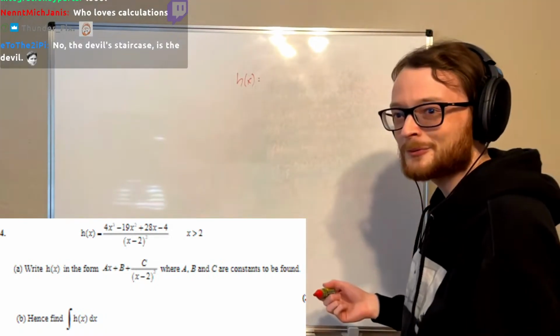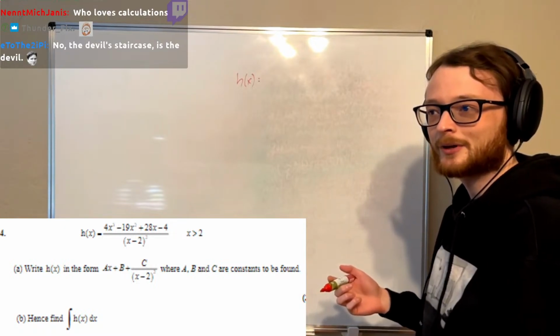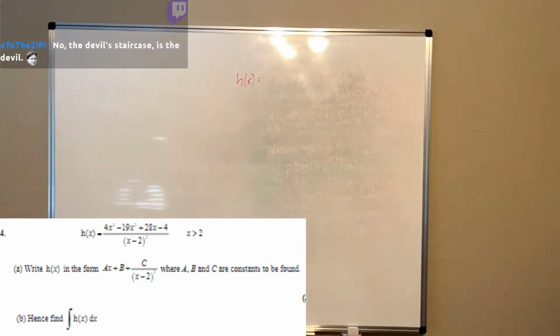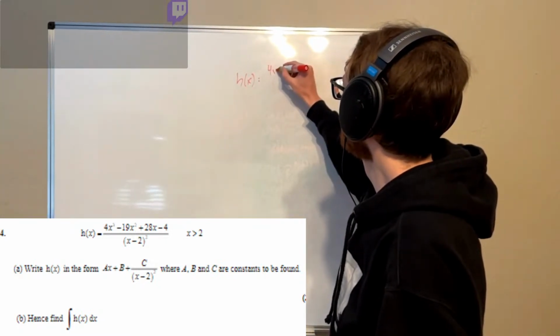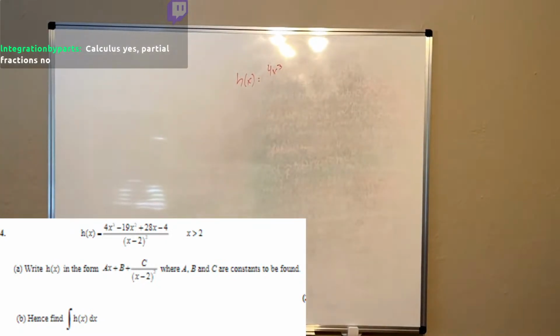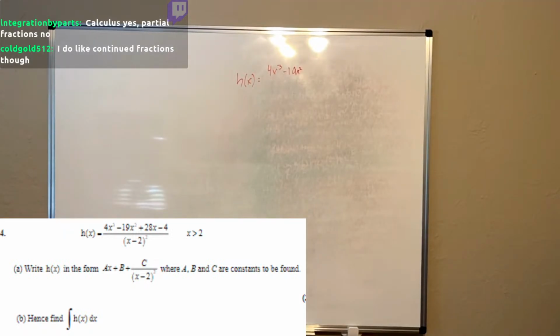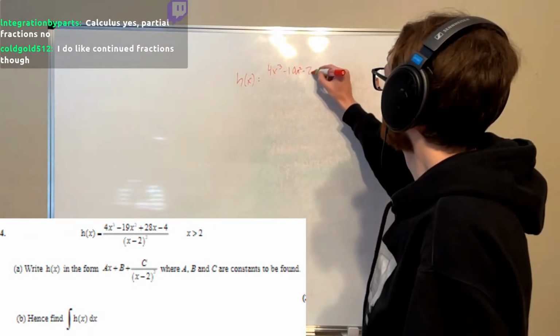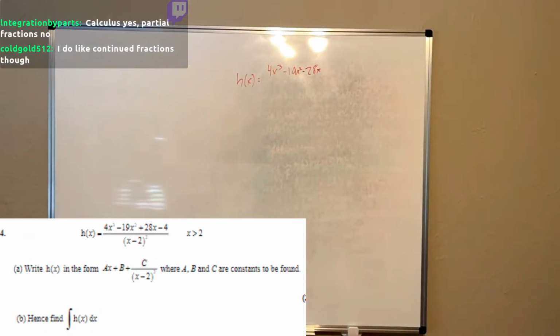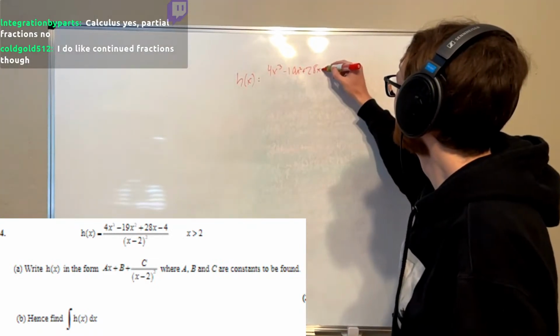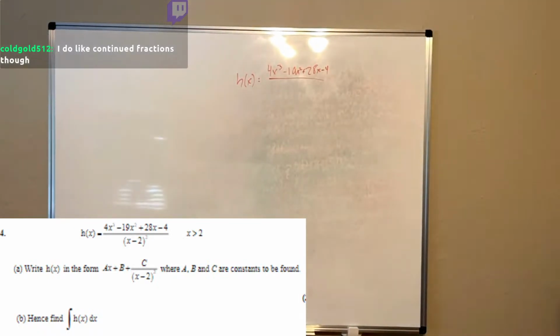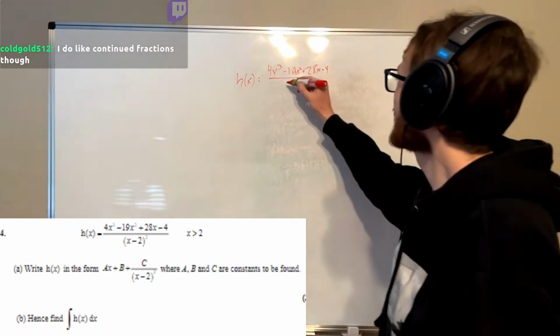But for this, I would do division. I think you only do partial fractions when the degree on top is less than the degree on the bottom. This to me looks more like division. 4x cubed minus 19, wait. Okay, yeah, x squared minus 28x. Is that minus? Wait, it's plus 28x. Oh my gosh. Over x minus 2 squared.